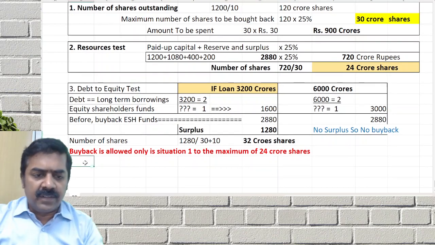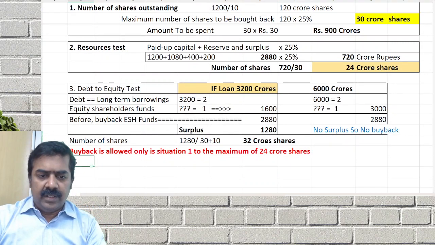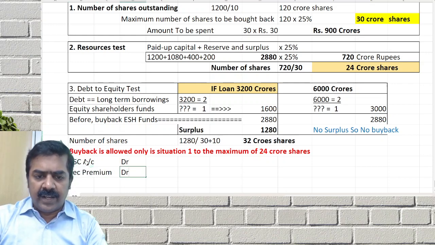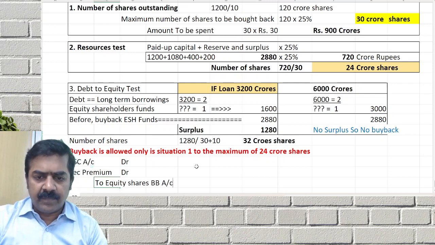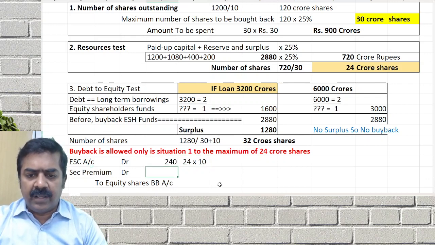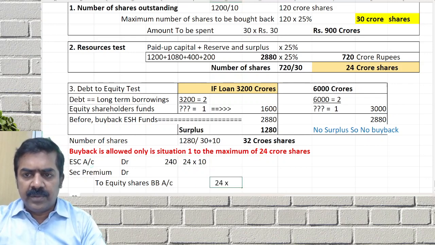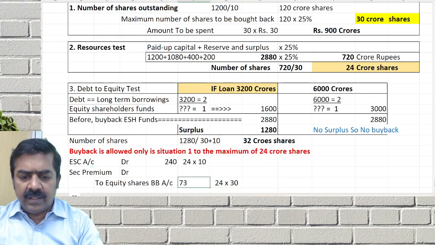Journal entry is very simple. What is the first one? Equity share capital account debtor. Please avoid short forms. Securities premium account debtor to equity shares buyback account. How many crores are we going to purchase? 24 crores into 10, 240. But we are going to pay 24 crore into 30, okay, 720 we are going to pay. Excess.